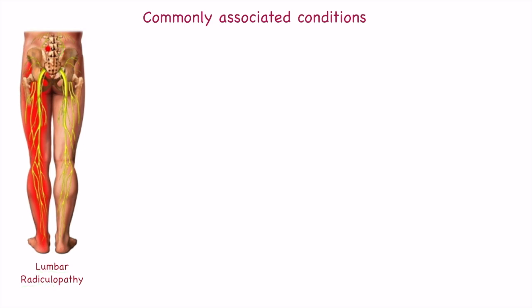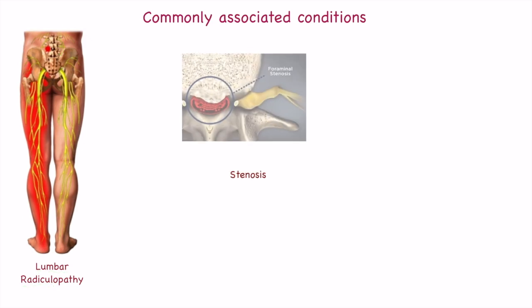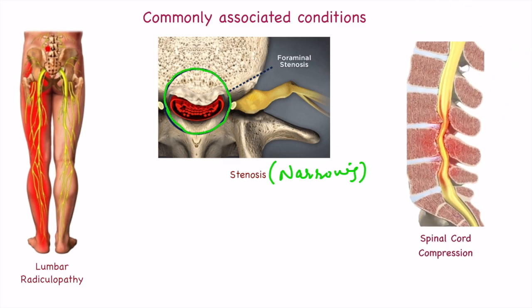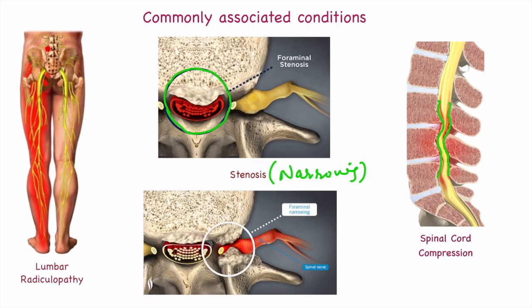The next common condition is stenosis. Stenosis is narrowing. There can be narrowing of the central canal, which puts a lot of pressure on the spinal cord. We can see in this picture how the compression of the spinal cord is there. There can be narrowing of the transverse canal also, which puts a lot of pressure on nearby structures like the nerve.